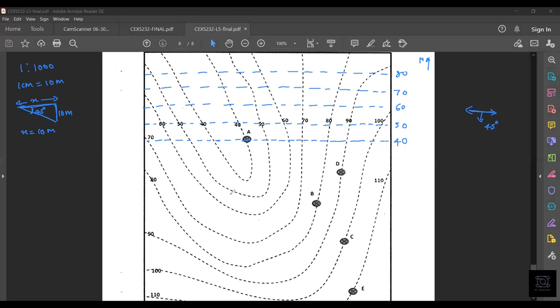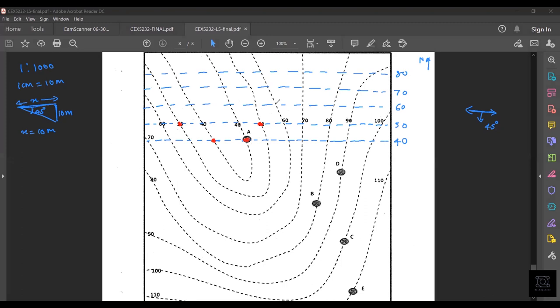So when the reduced levels are equal, we have to mark those points. Such one point is this one. Another one is 40 and 40, this one. That's all, there is no other 40 and 40. Next is 50 and 50. If you observe 50 and 50, this is one point, and there is another 50 and 50. This is another point.